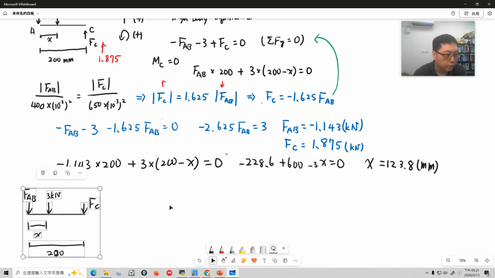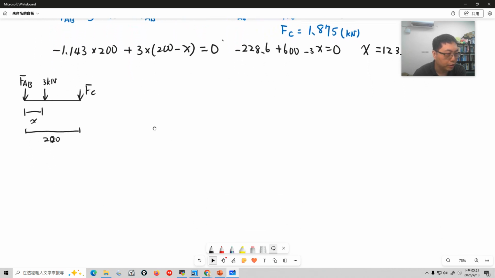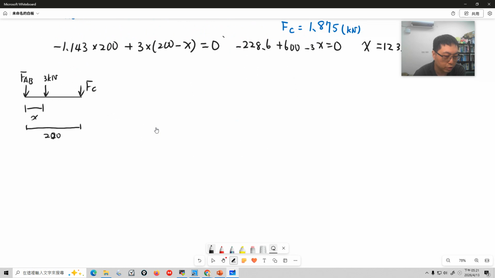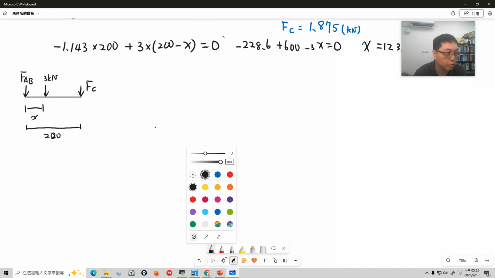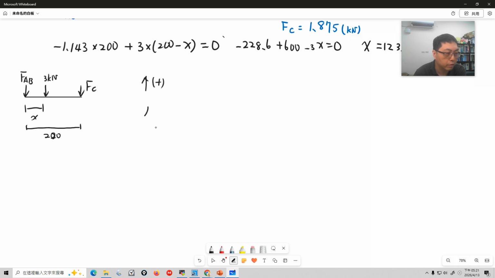And what's the sign convention here? We still use the typical sign convention: pointing up is positive and counterclockwise is positive. Okay, same thing, rigid body equilibrium.